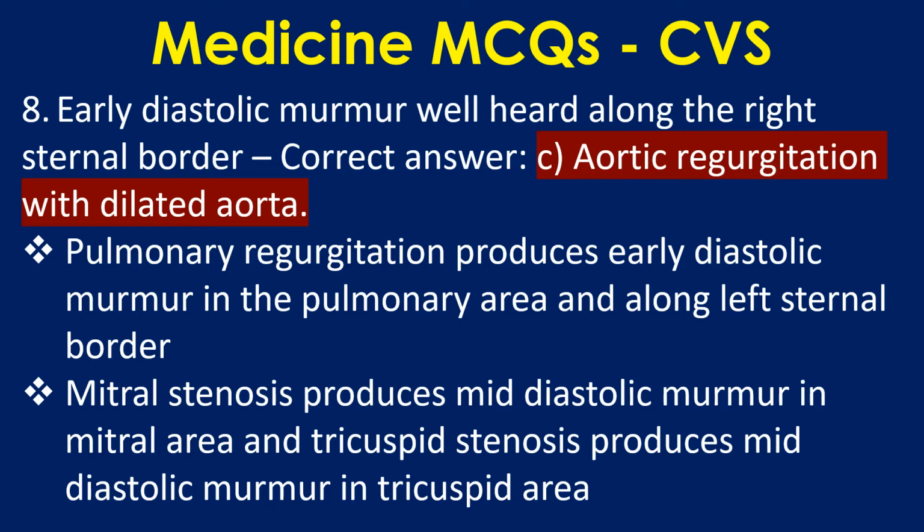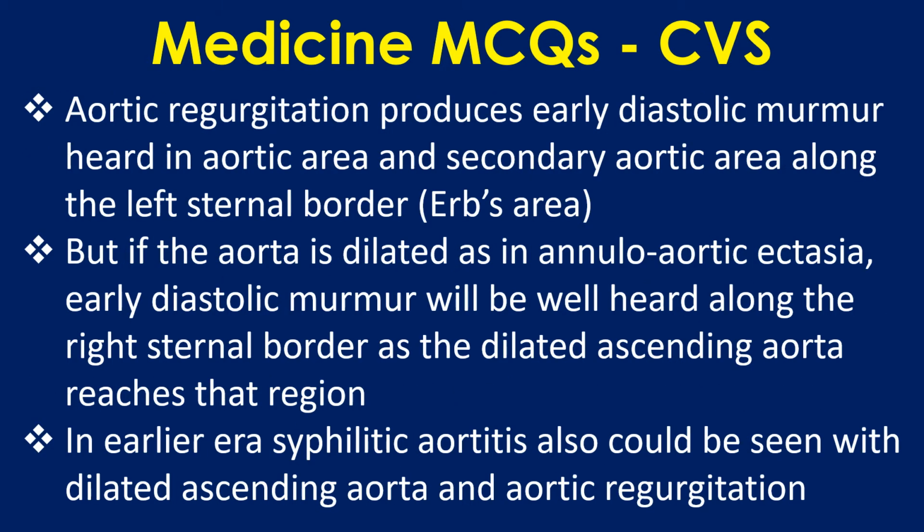Pulmonary regurgitation produces early diastolic murmur in the pulmonary area and along the left sternal border. Mitral stenosis produces mid-diastolic murmur in the mitral area and tricuspid stenosis produces mid-diastolic murmur in the tricuspid area. Aortic regurgitation produces early diastolic murmur heard in the aortic area and secondary aortic area along the left sternal border.